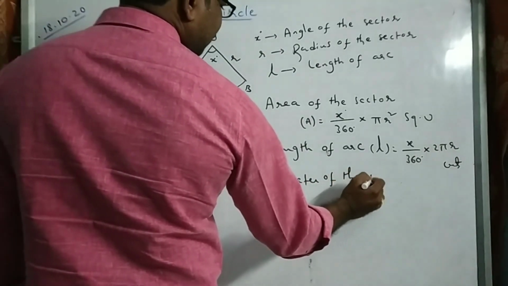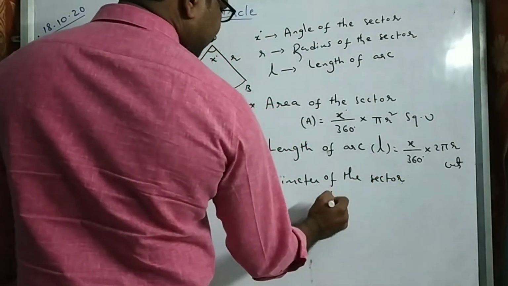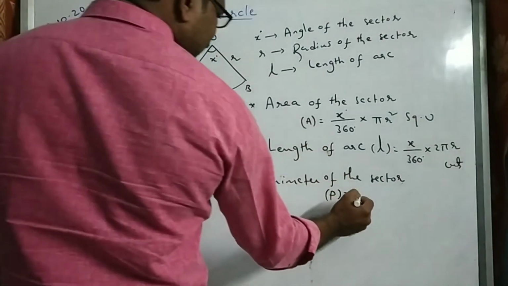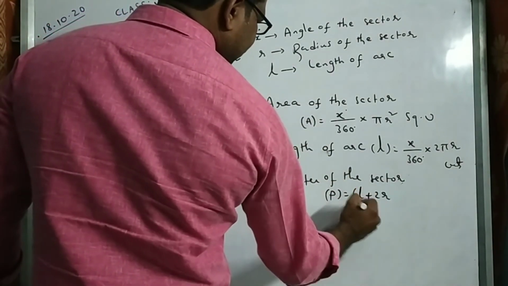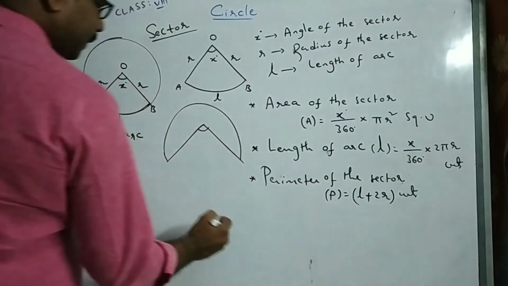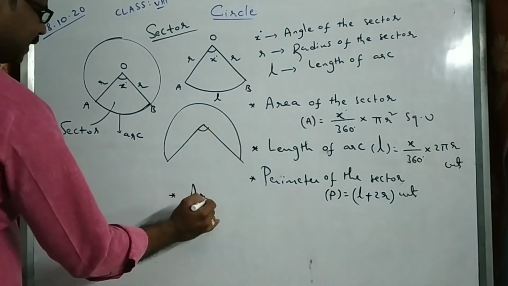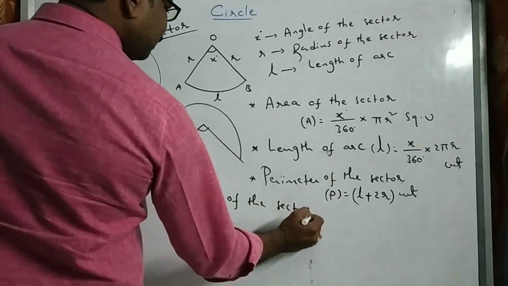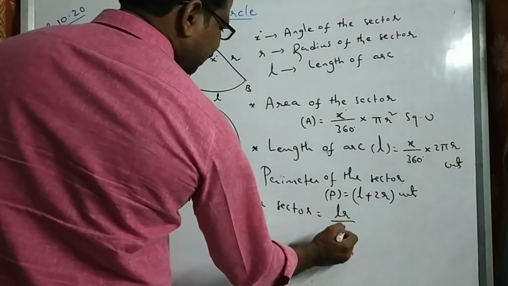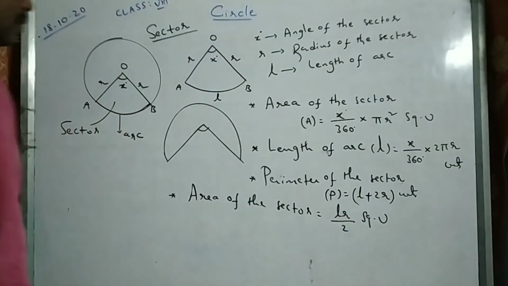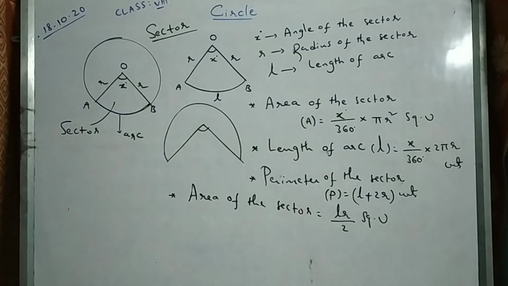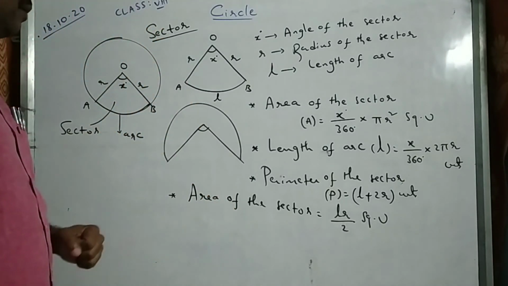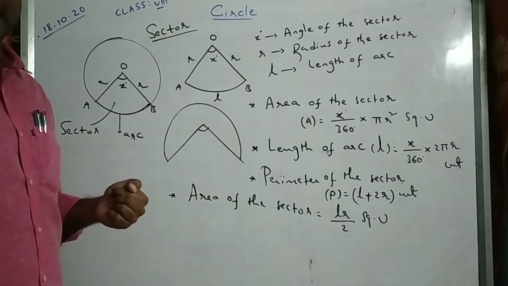Perimeter of the sector. P is equal to, perimeter means the length around the sector, L plus R plus R. So L plus 2R. And one more, the area of the sector, there is a simpler formula. Area of the sector is equal to LR by 2 square units. So these four formulas are also very important, along with the four formulas of the circle and the semicircle. Learn perfectly. We will see some more problems in the next class. Thank you.